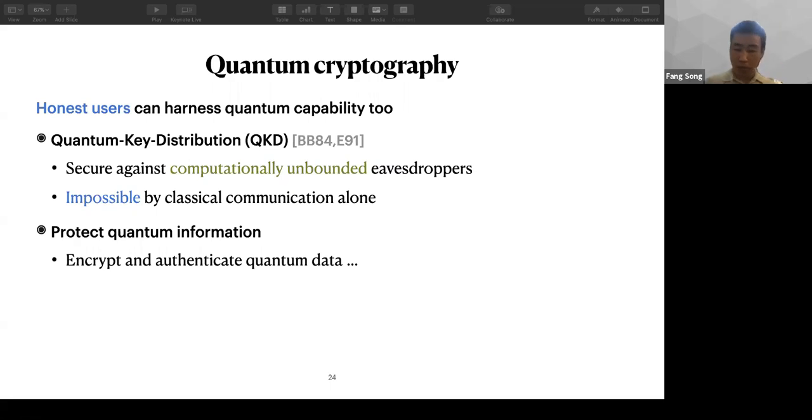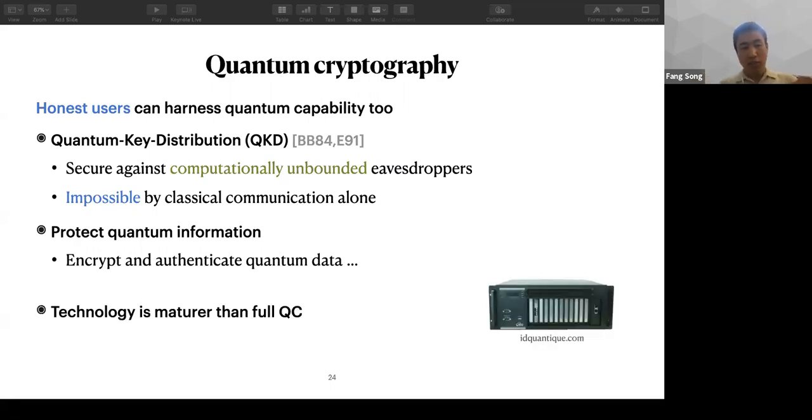It's worth pointing out that the technology for quantum cryptography is actually relatively more ready than a full-scale quantum computer. This picture shows a QKD box. That's a commercial product you can purchase. I don't recall how much it is. It's not too bad actually. You can basically buy 2 boxes, place them in the 2 corners of your playground or your backyard, and run a QKD experiment.